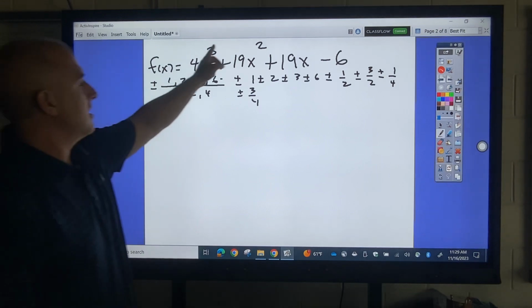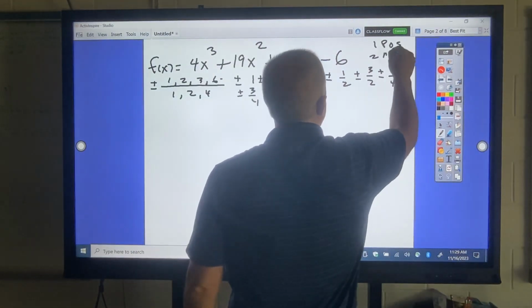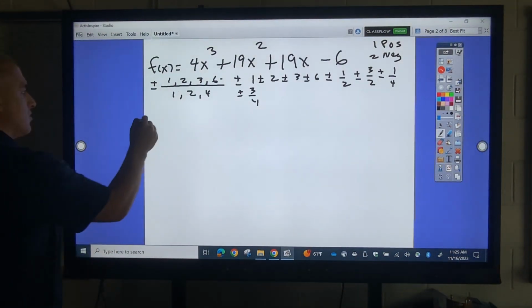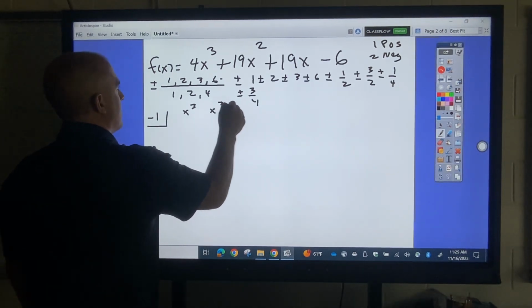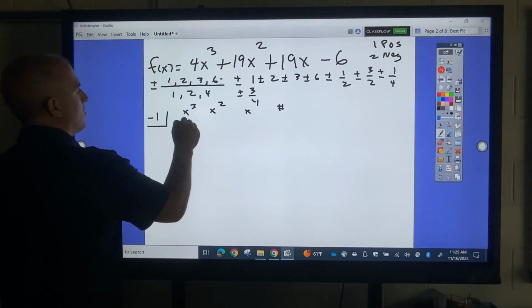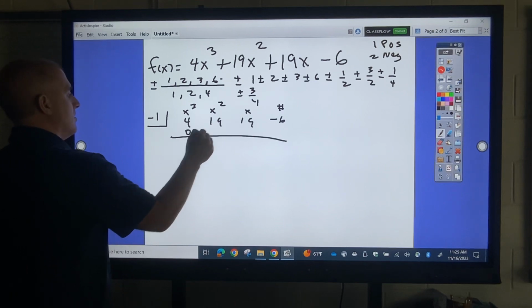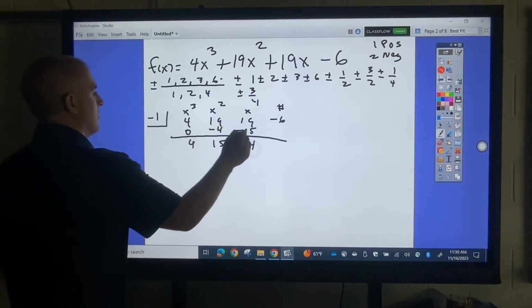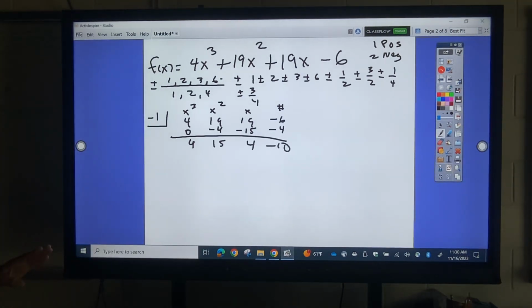Now, if you look at this, I only have one sign change. That's 1 positive, 2 negative. So I'm going to guess the negative ones to start. So I got -1, and I got x cubed, x squared, x, and a number. So that's going to be 4, 19, 19, -6. So that's 4, that's -4, that's 15, that's -15, that's 4, that's -4, that's -10. So that one doesn't work.